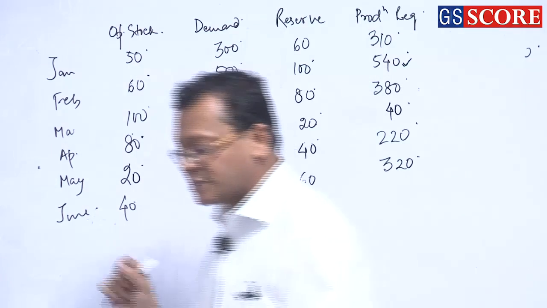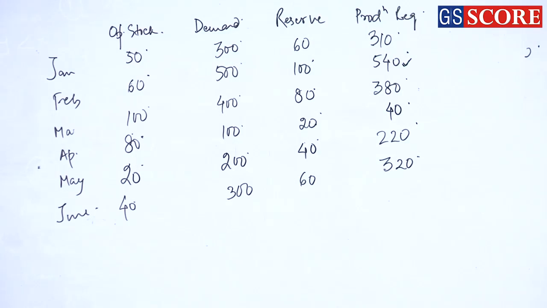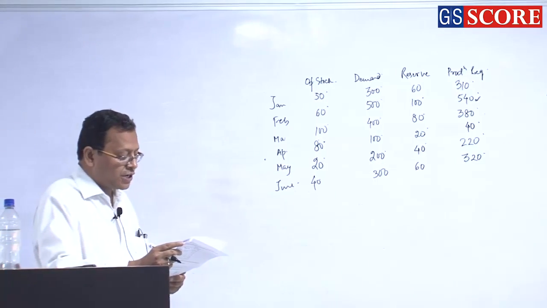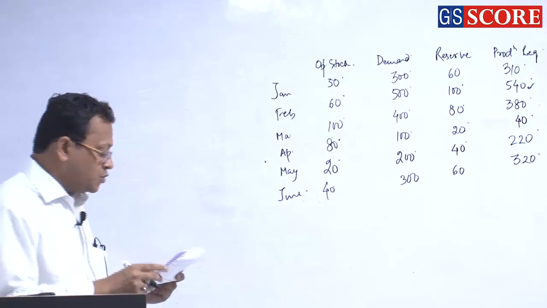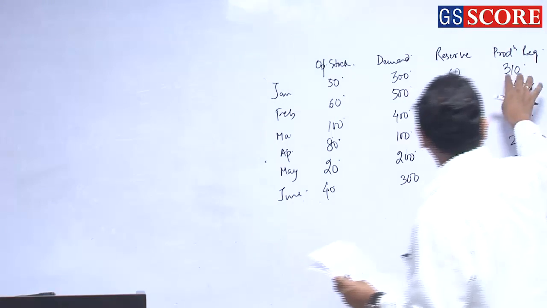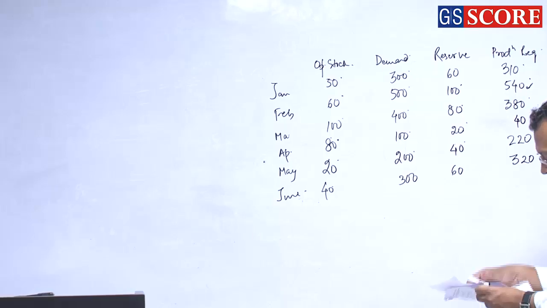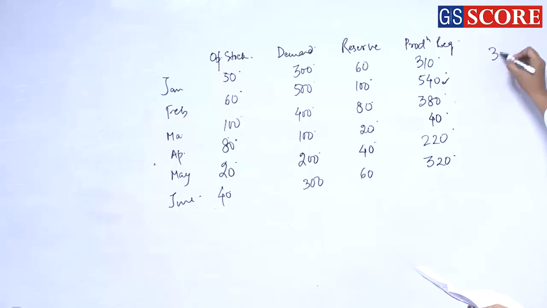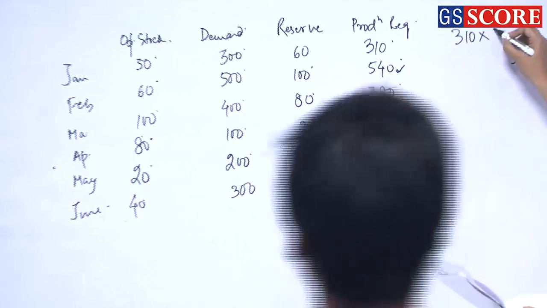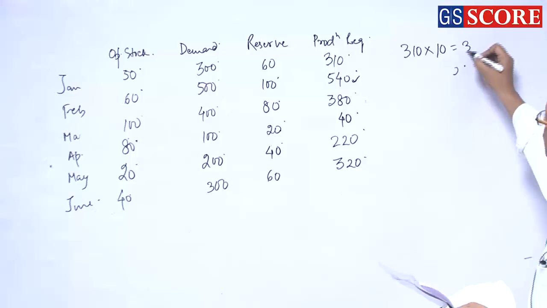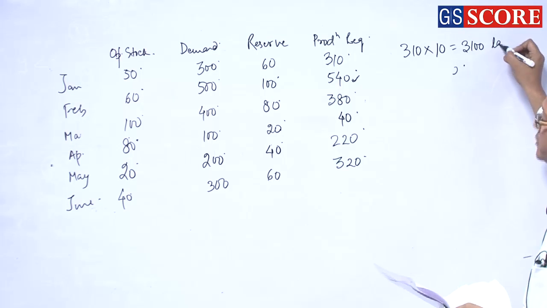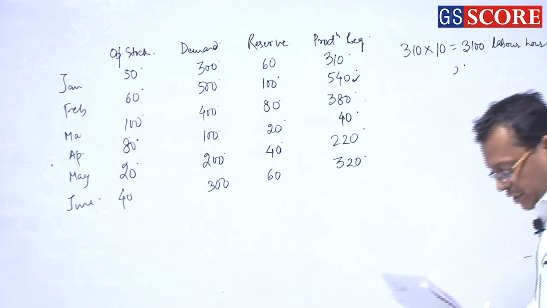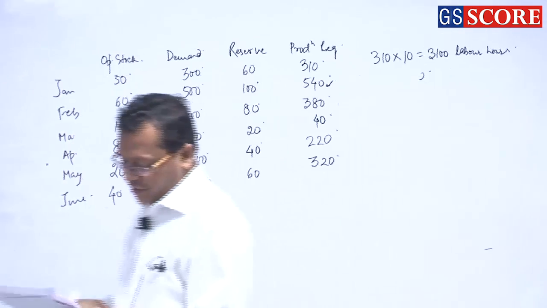Now the 15th question, there is a small calculation here. It says if there are 20 workers employed currently, then how many workers need to be laid off in Jan to accommodate demand? So the options are 6, 2, 3 and 4. As we are seeing here, in the table it says 310 into 10 labor hours. So it is how much? 3100 labor hours. Okay, 3100 labor hours that you need for Jan.